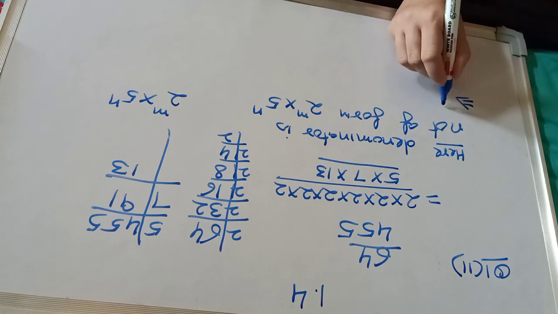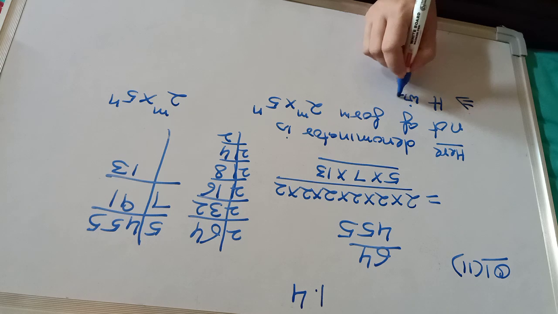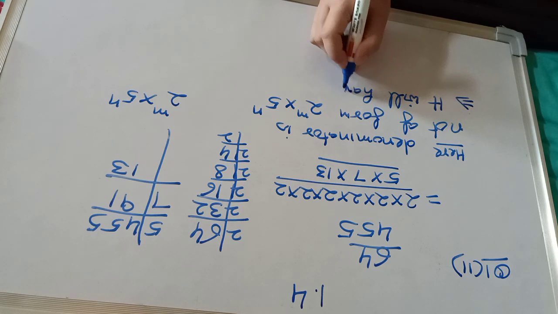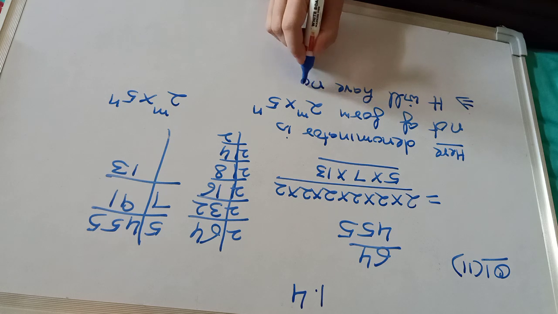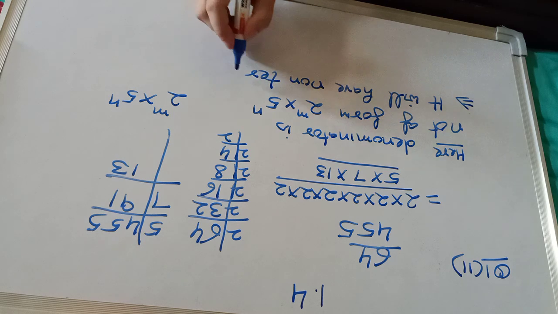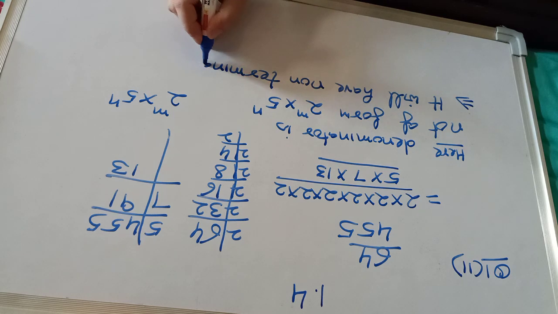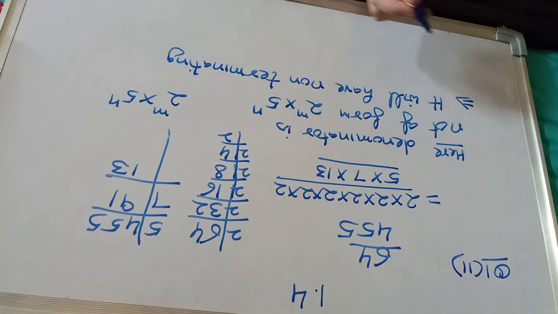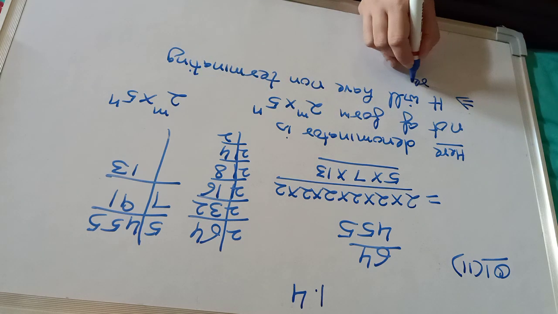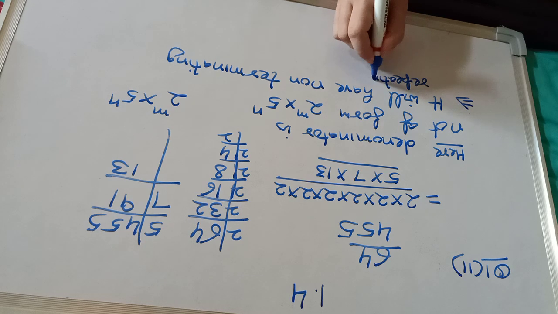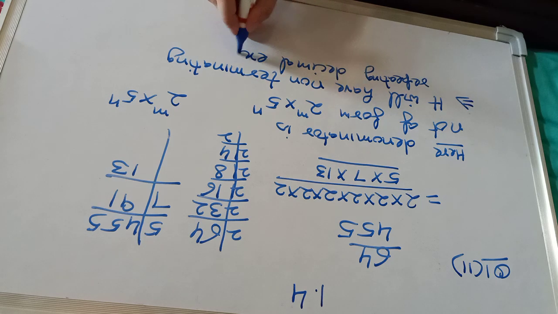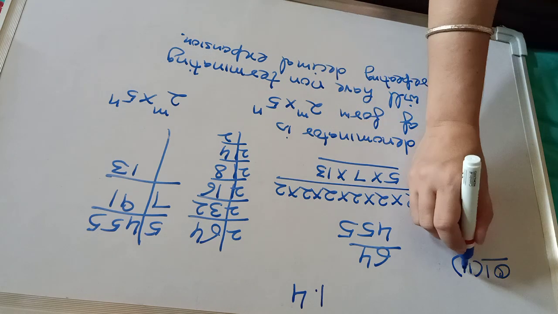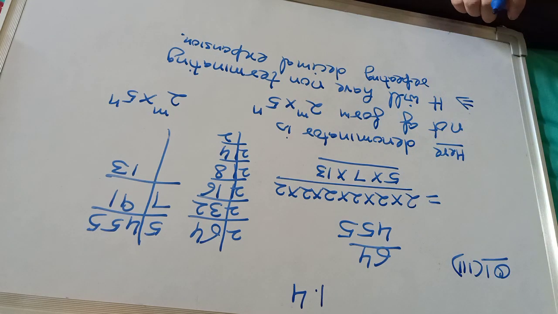It implies it will have which type of decimal expansion? It will have a non-terminating but repeating decimal expansion. This was your third part. Similarly, go for the next one.